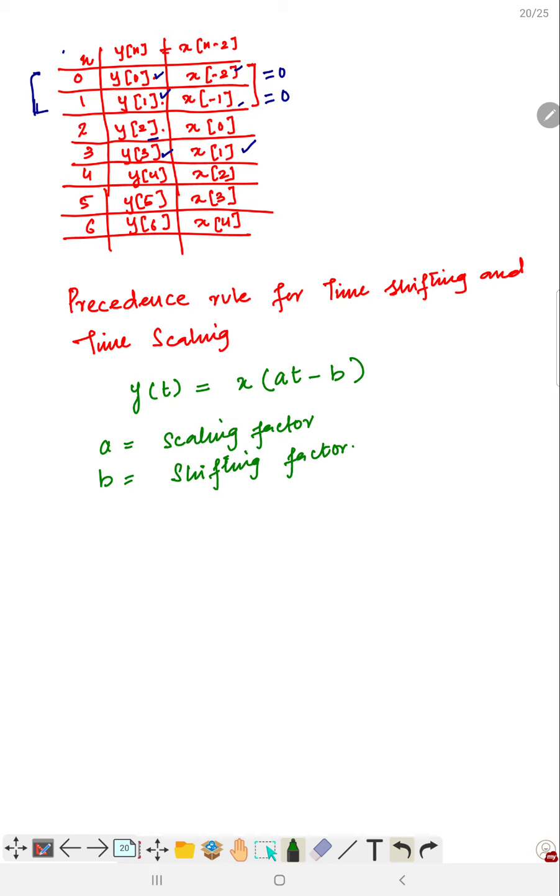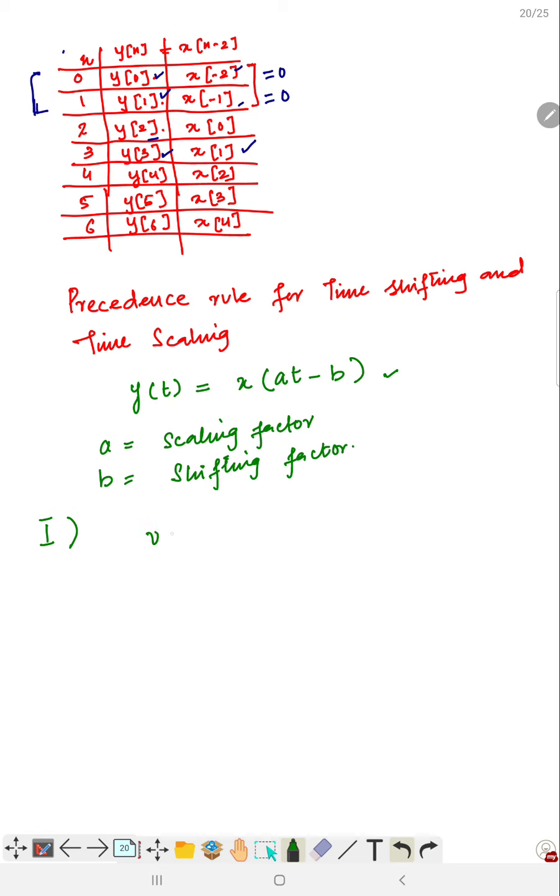Fine. So for this we have a precedence rule. That is, to get y of t from x of t after scaling by a factor a and time shifting by a factor b, there is a particular precedence rule. To correctly, or as sometimes we say, faithfully obtain y of t from x of t, these two operations, shifting and scaling, have to be performed in the correct order. The correct order is that first we always perform the shifting operation.